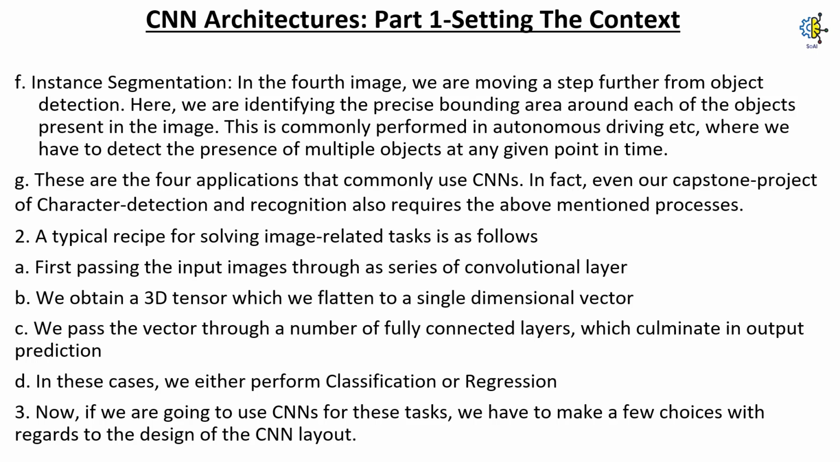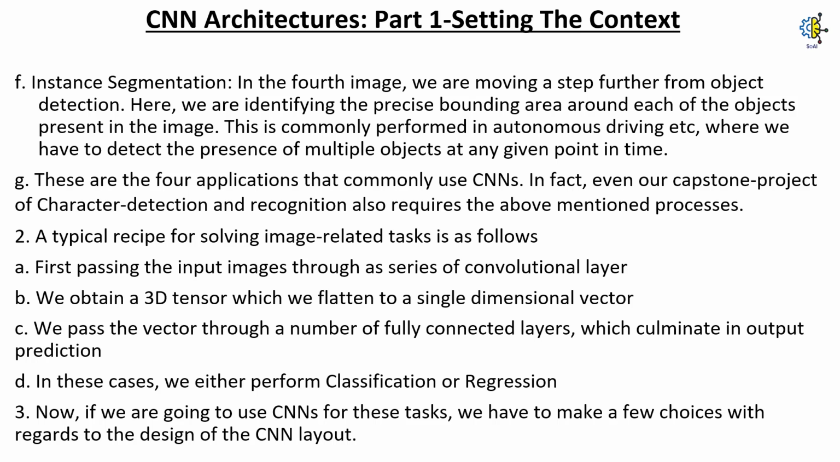In fact, even our capstone project of character detection and recognition also requires the above mentioned processes. A typical recipe for solving image related tasks is as follows. First, passing the input image through a series of convolutional layers, we obtain a 3D tensor which we flatten to a single dimensional vector. We pass the vector through a number of fully connected layers which culminate in the output prediction. In these cases, we either perform classification or regression.